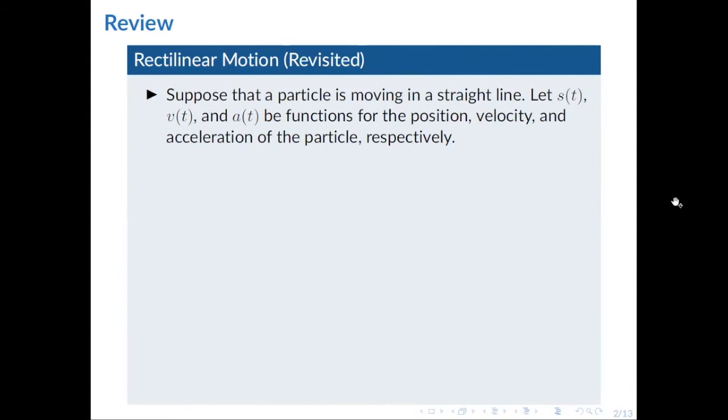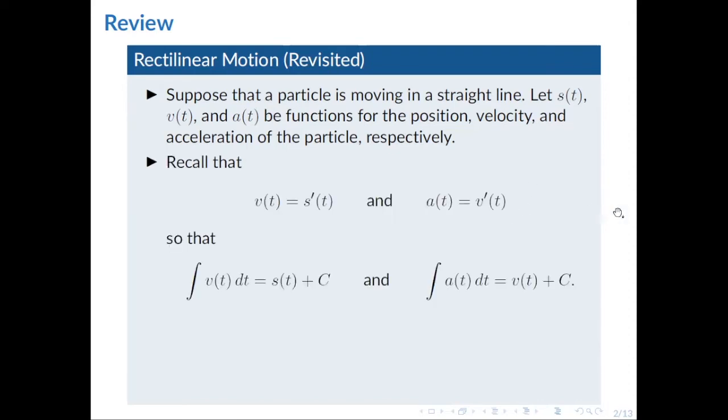motion. Sana all binabalikan. Ayun, so suppose that a particle is moving in a straight line. Let S of t, V of t, and A of t be functions for the position, velocity, and acceleration of the particle respectively. Recall that V of t is the derivative of S of t, and A of t is the derivative of V of t.